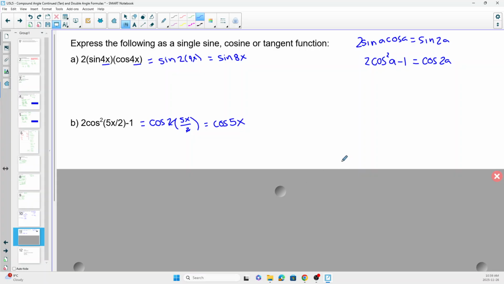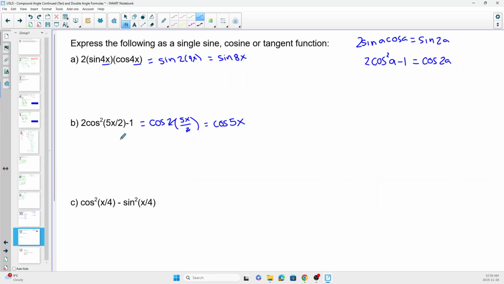Okay, and then the very last one is cos squared x over 4 minus sine squared x over 4. So again, cos 2a is also cos squared A minus sine squared A. That's equal to cos 2A. And so we have cos 2 times x over 4. And again, we can simplify that. If we multiplied that in, we would have 2x over 4, which is just a half. So this is all equal to cos x over 2. Okay, so all of that is equivalent to this.